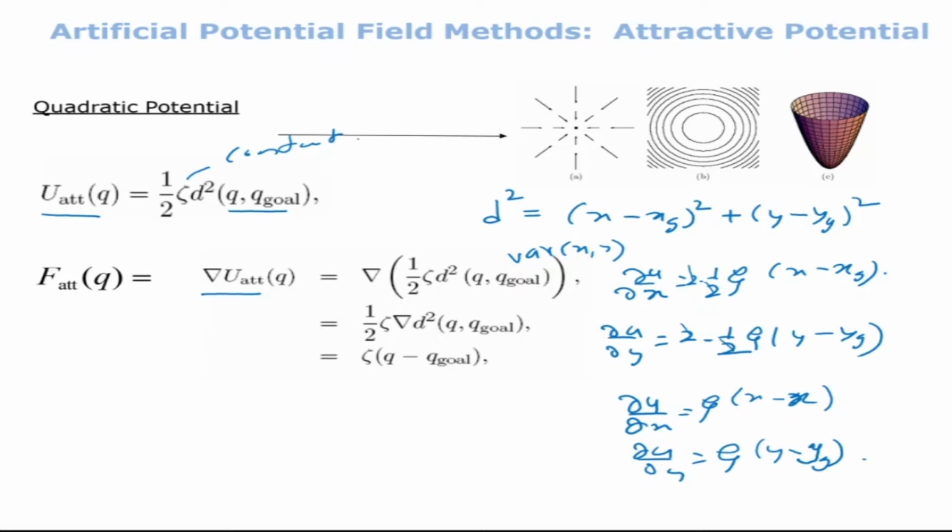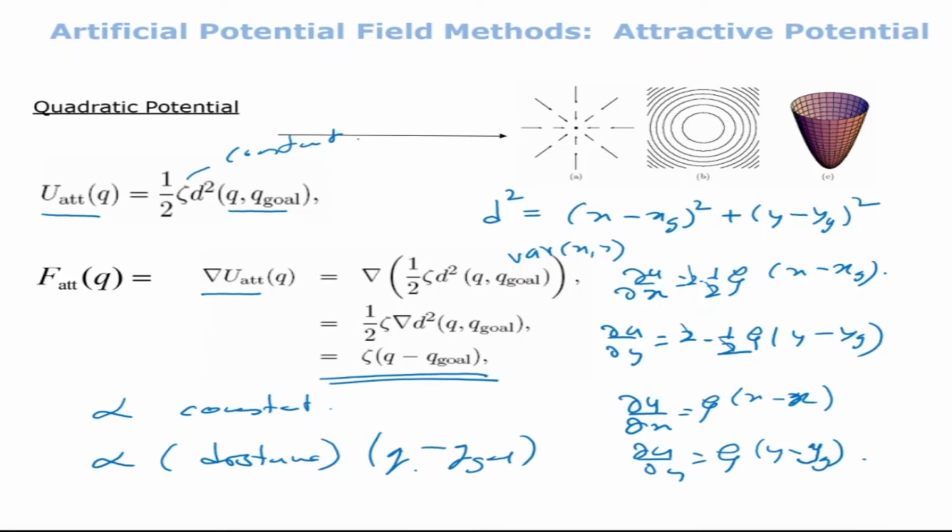Okay, so what we see here is that in this particular case it is zeta, which is a constant, so it is proportional to the constant. The larger the constant, the more the force, and it is also directly proportional to the distance, q minus q goal.